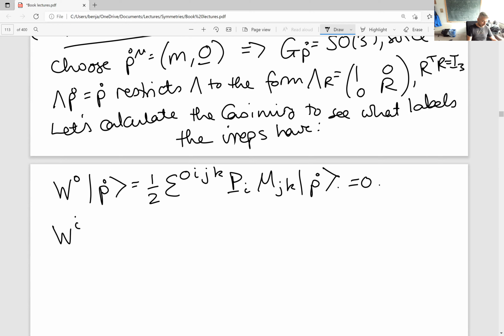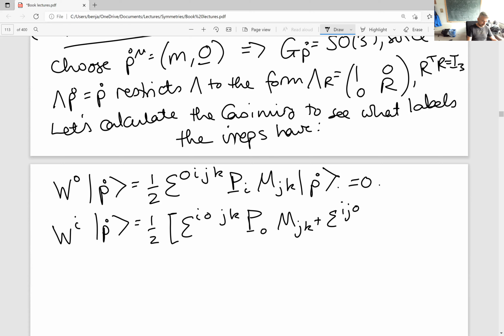If I consider the ith component, where i is 1, 2, or 3, I get epsilon i 0 jk P 0 M jk plus epsilon i j 0 k P j M 0k acting on P dot. And so here, this is equal to minus m over 2.